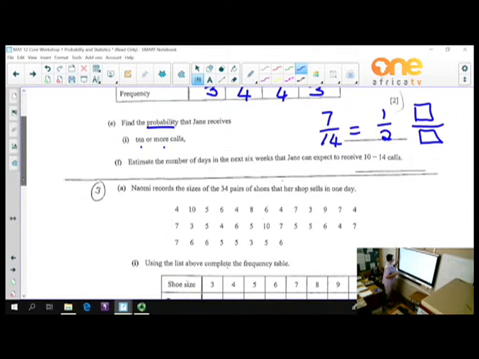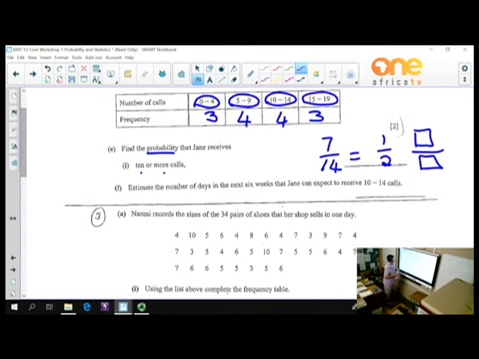And then they say, estimate the number of days in the next 6 weeks that Jane can expect to receive 10 to 14 calls. So what would be the number of days? Estimate the number of days in the next 6 weeks that she will receive 10 to 14 calls. And what will that be? We have to use the information that we have now there, and it will probably be 12 calls there.